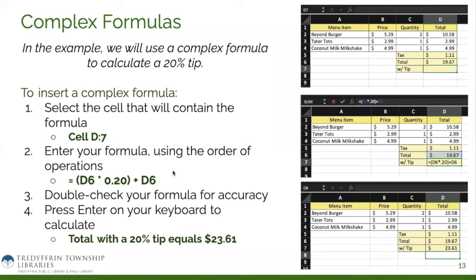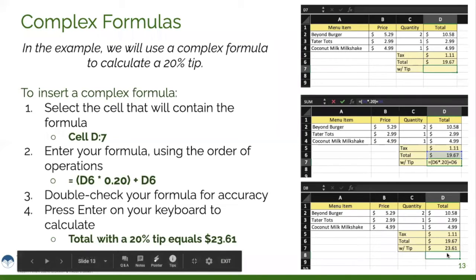Once you've confirmed that you've entered in your complex formula correctly, you'll press enter on your keyboard and Excel will do the math for you. And it'll tell you it is $23.61, which is the $19.67 total plus a 20% tip.